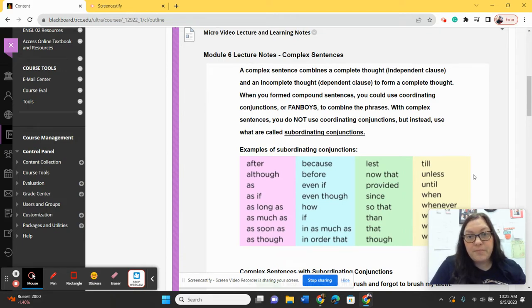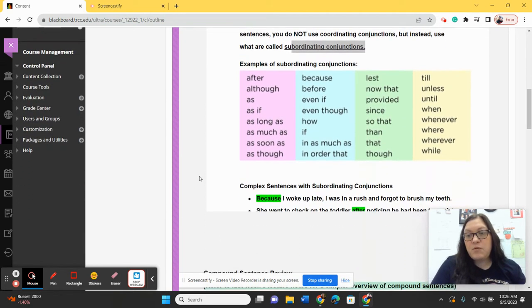So before, when we did compound sentences, you could use conjunctions like for, and, nor, but, or, yet, or so, or fanboys. With complex sentences, you do not use coordinating conjunctions. You use what are called subordinating conjunctions. And here is a big list of them. You can't fit them into an acronym. There's actually a lot of them. So we are going to be using these.